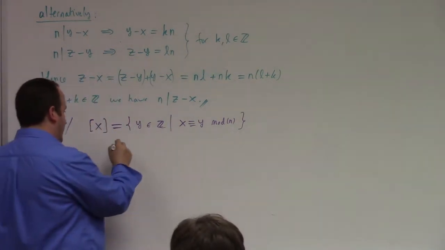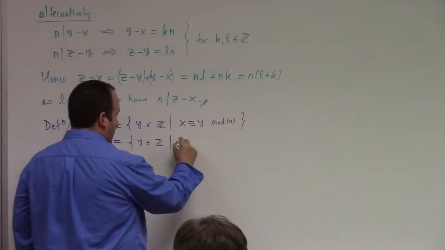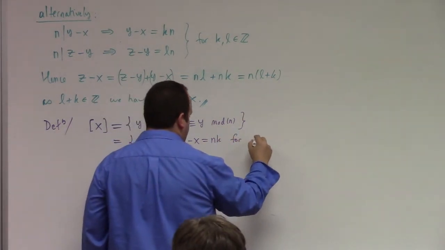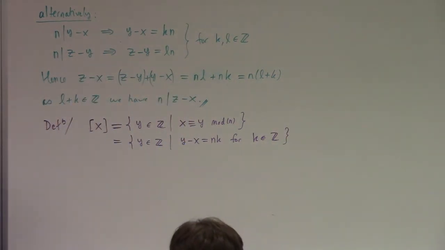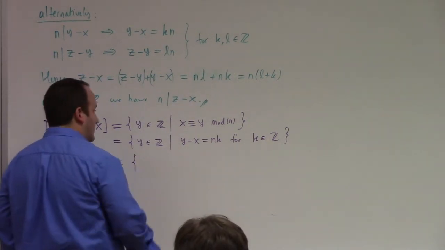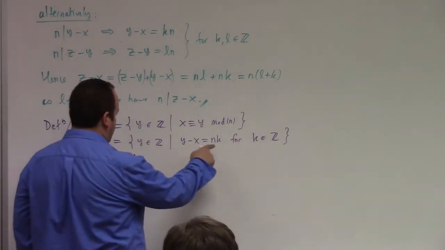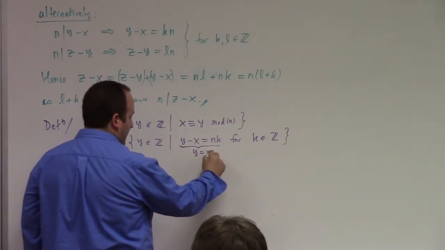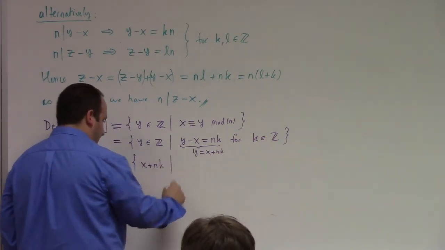Right? But let's just work on that. What is that? That's the same as the y in Z such that y minus x is equal to nk for some k in the integers. Let's see here. So we could rewrite this. Get rid of the y and just say y equals x plus nk, right? So I could rewrite this set simply as x plus nk such that what?